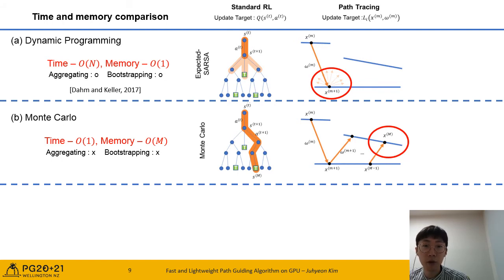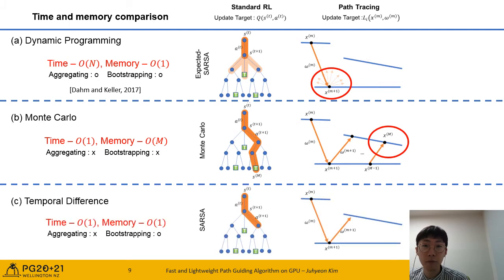Instead, we propose to use SARSA, one of the temporal difference methods that updates Q value to a single bootstrapped future return.